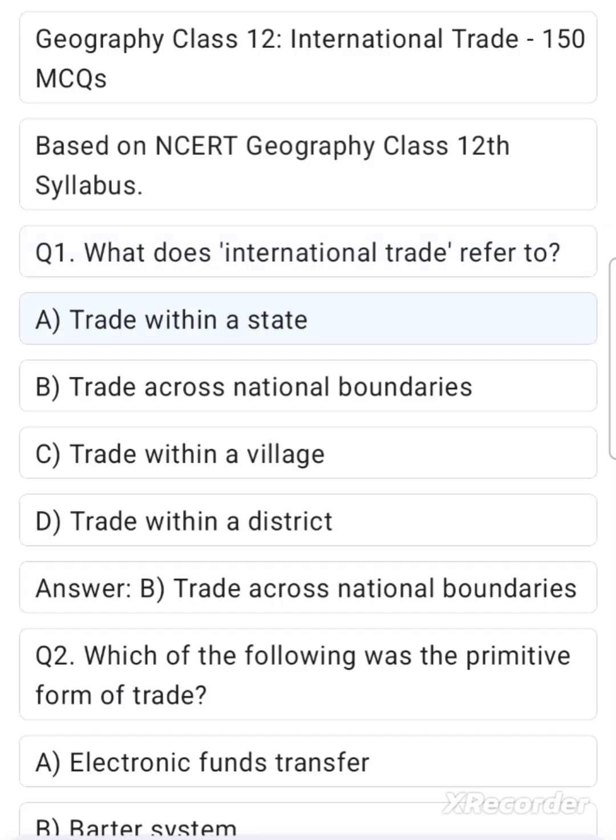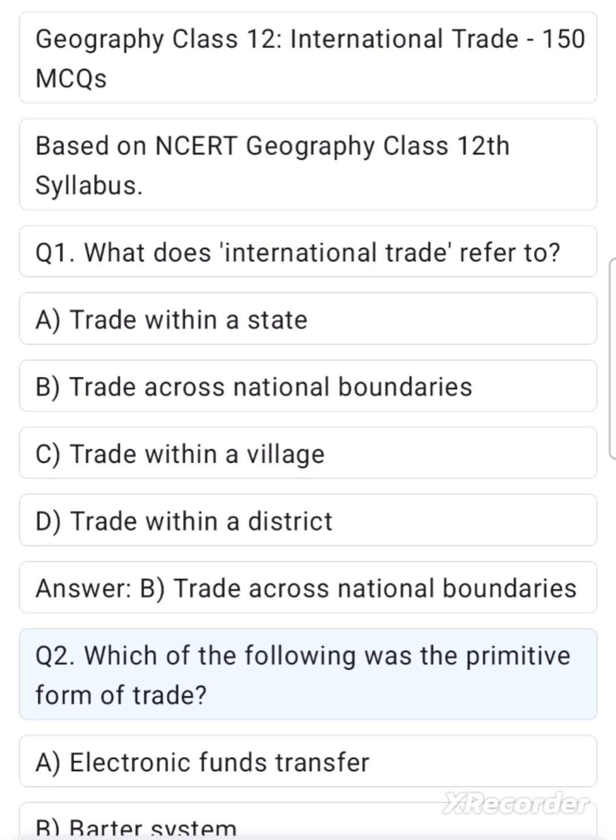A. Trade within a state. B. Trade across national boundaries. C. Trade within a village. D. Trade within a district. Answer. B. Trade across national boundaries.